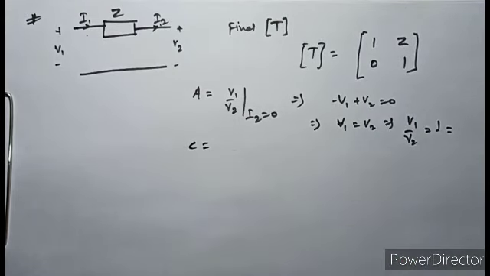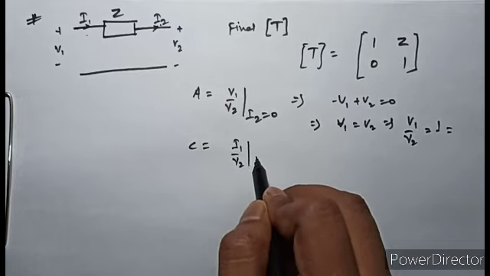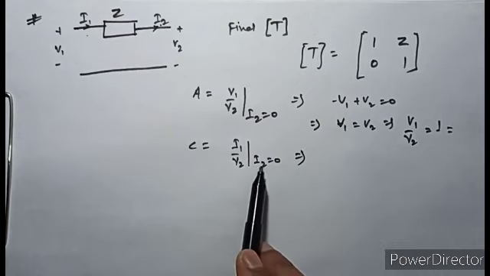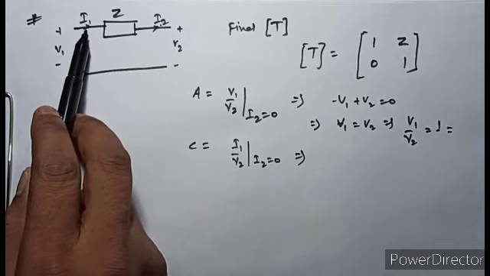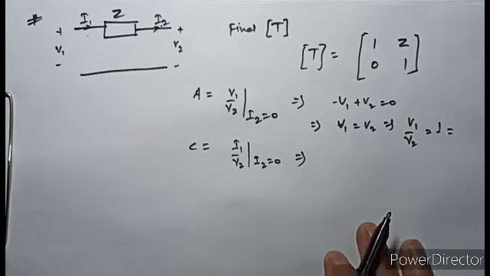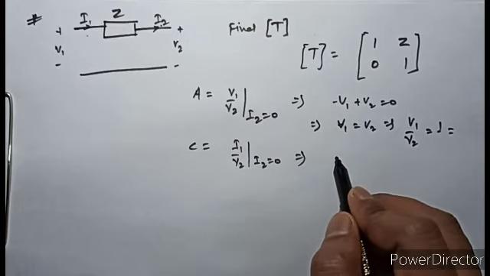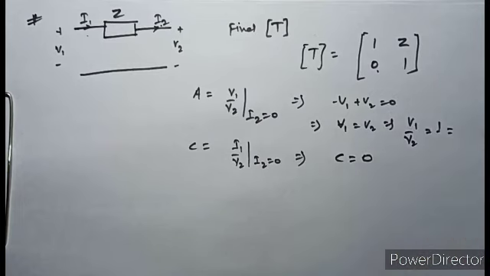And this is nothing but our A parameter, 1. Similarly, what is our C parameter? Our C parameter is I1 by V2 when I2 is 0. Now see, if we are setting I2 as 0, it simply means I1 is 0, isn't it? And if I1 is 0, then obviously C will be 0. So our C parameter is 0.